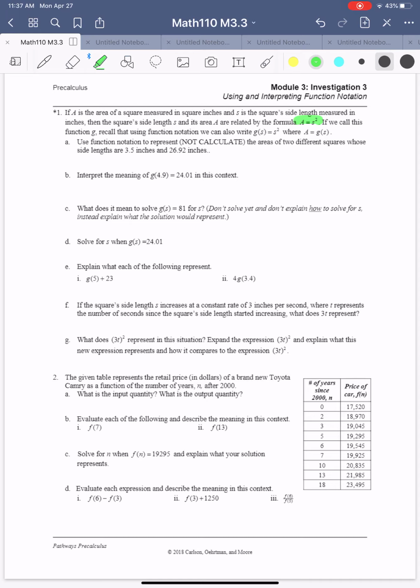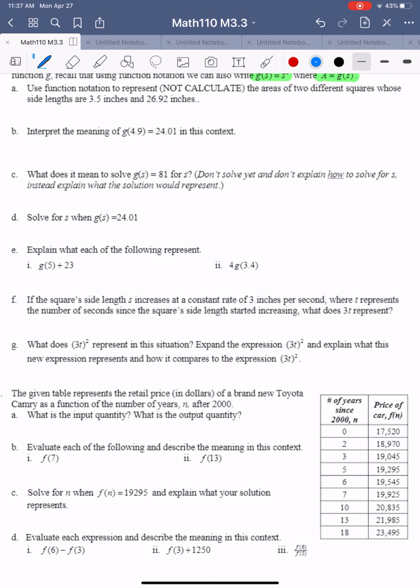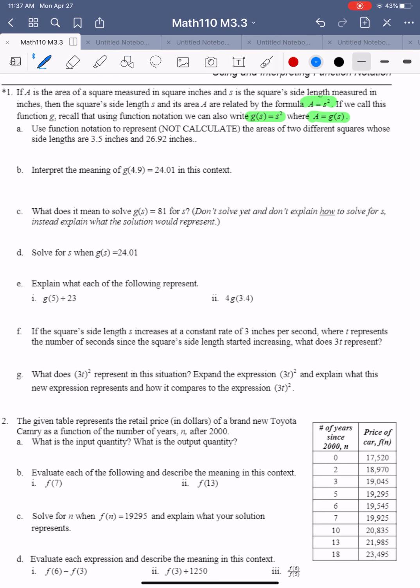If we call this function g, recall that using function notation, we can also write g of s equals s squared, where A is equal to g of s. Use function notation to represent the area of two different squares whose side lengths are 3.5 inches and 26.92 inches. Do not calculate.